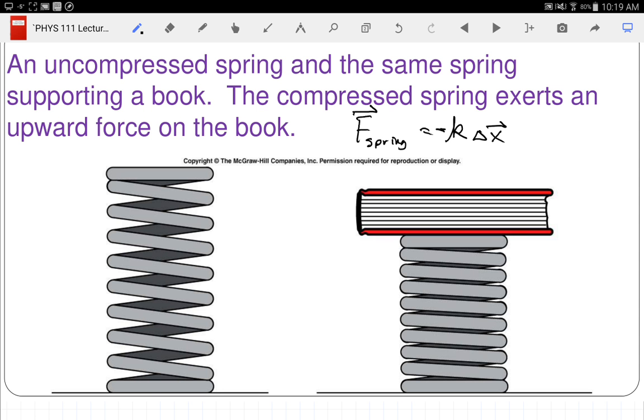So the spring is a new type of force. So we have two new types of forces we talked about today: the force of tension and the force of a spring.